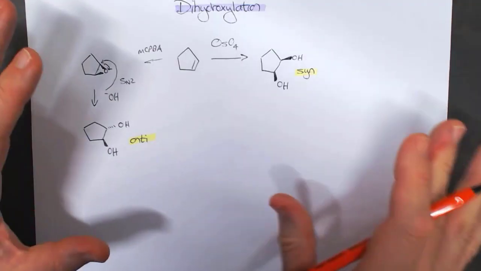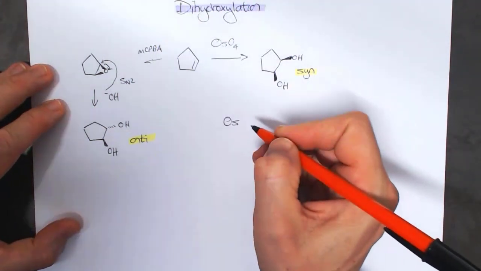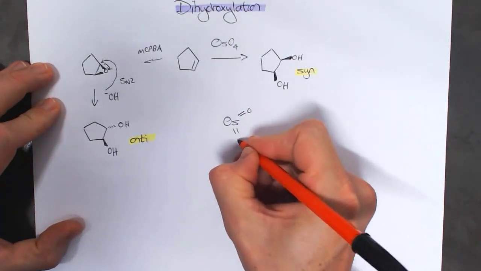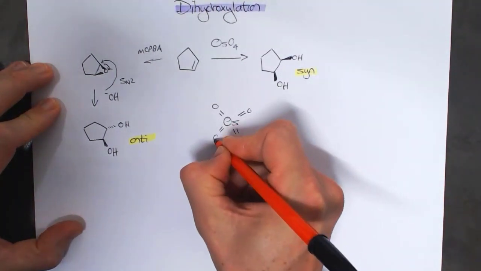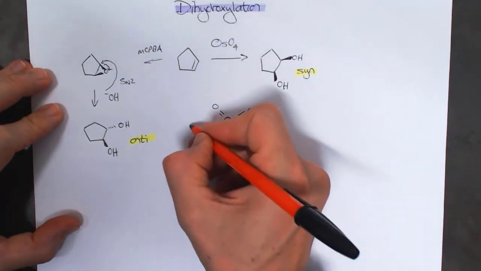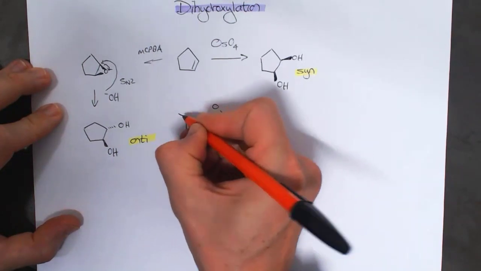So first of all, let me just show you the mechanism of this. What's actually going on? So we've got osmium, and osmium has got the 4 oxygens on it, and it looks like this. And now what happens is, in the presence of an alkene, so I'm just going to draw a simple alkene over here.